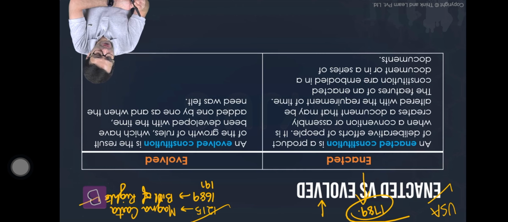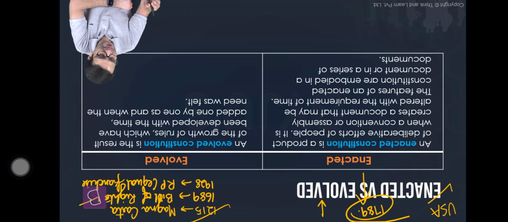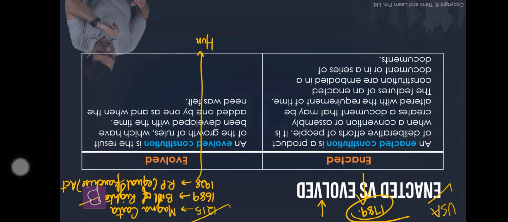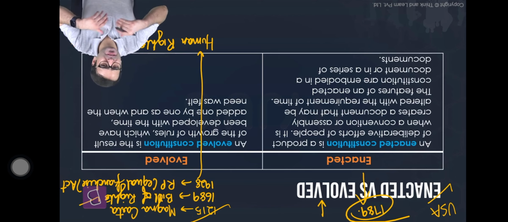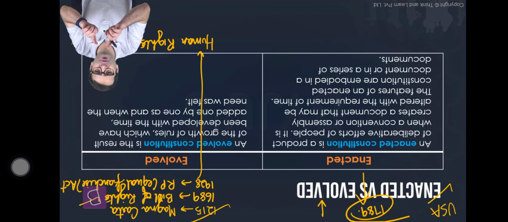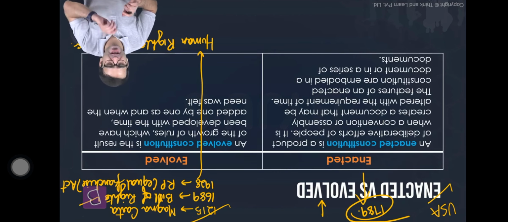Then came 1928, Representation of the People, Equal Franchise Act, which gave the right to every single adult to vote in the elections, to elect their representatives. Then came the Human Rights Act of 1998. We don't have to discuss these laws in great detail. I just want to draw your attention to one important fact. And what is that fact?